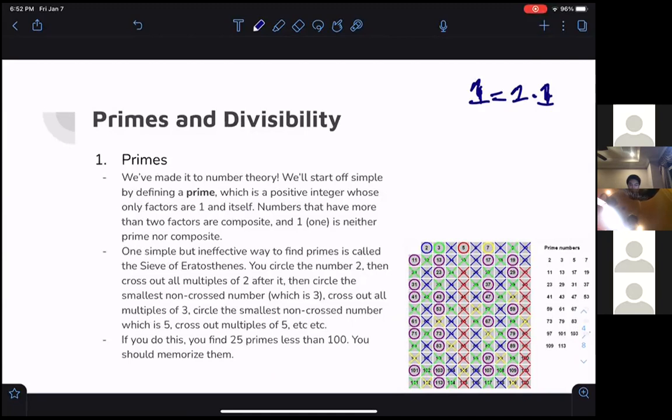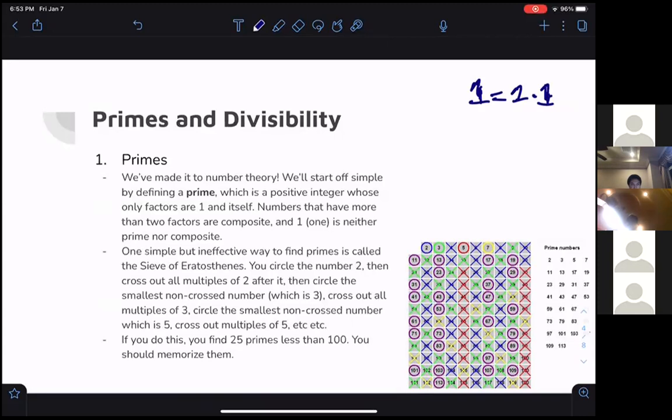We do the same process for 3, crossing out 6, or rather 6 is already crossed out, so we cross out 9, 15, etc. Then we see 4 is crossed out, so we know 4 is not a prime. We go to the next one that's not crossed out, which is 5, and we repeat the same process over and over. Eventually, we'll be left with only non-crossed-out elements that are primes.